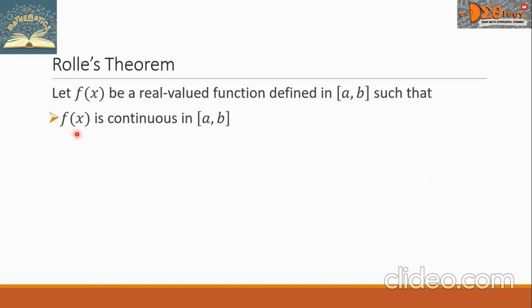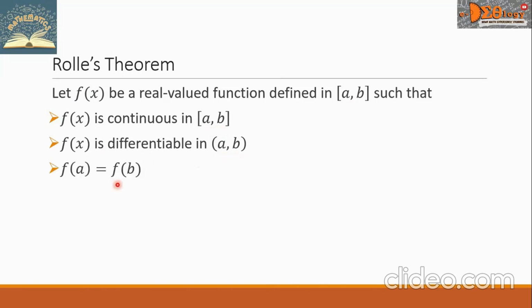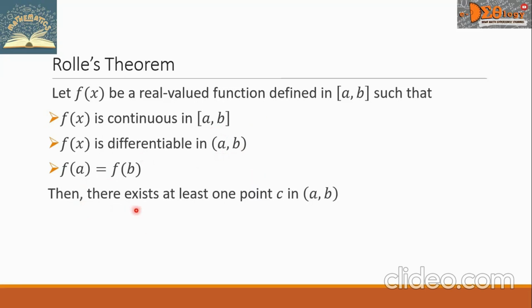The first condition is f of x is continuous in the closed interval a to b. Second, f of x is differentiable in the open interval from a to b. Third, f of a equals f of b. If these three conditions are satisfied, then there exists at least one point C in the open interval a to b, such that f prime of C equals 0.